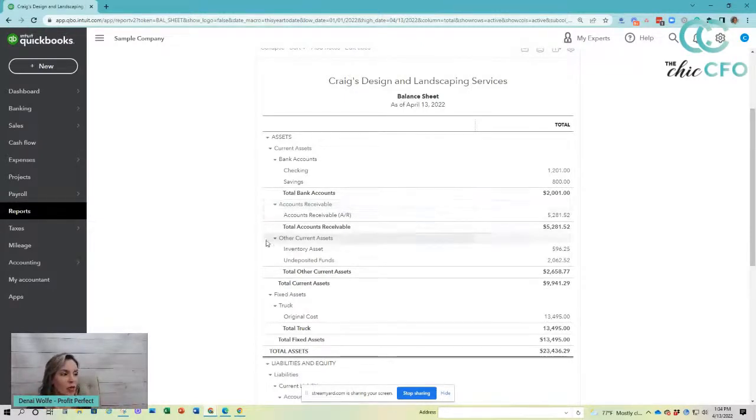Then we've got our other current assets. In this demo account, this is listed as some inventory and undeposited funds. Inventory would be if you are a product-based business. So maybe you're a hair salon and you've got a bunch of products that you sell in your store. The item sitting in stock that you just haven't sold yet, that's an asset, because again, the hope is that we can convert those to cash by selling them within a year.